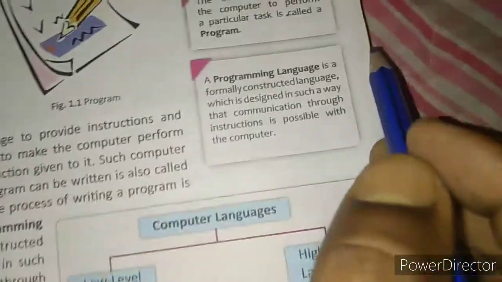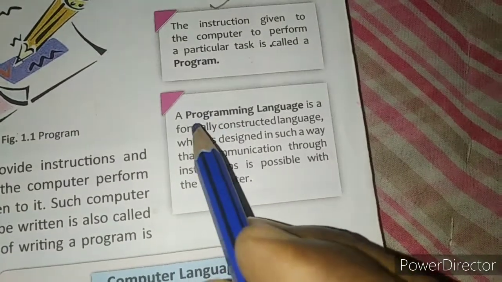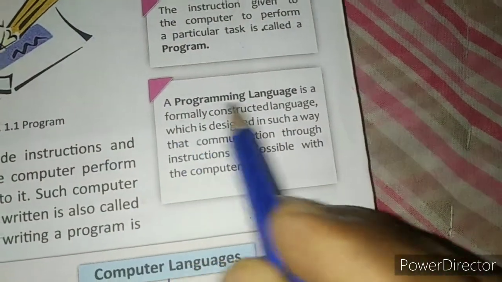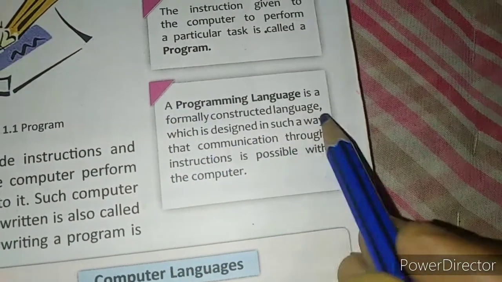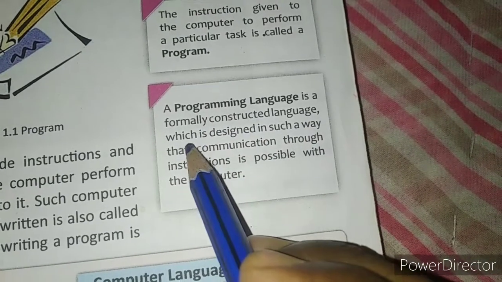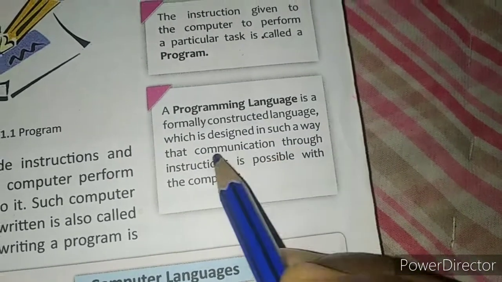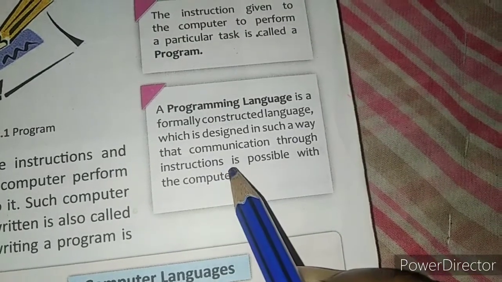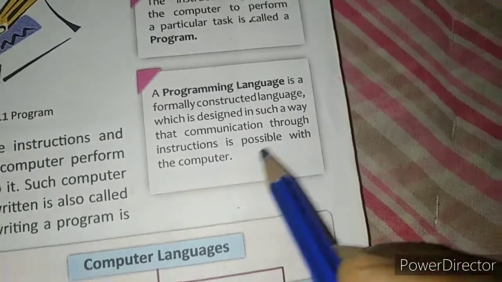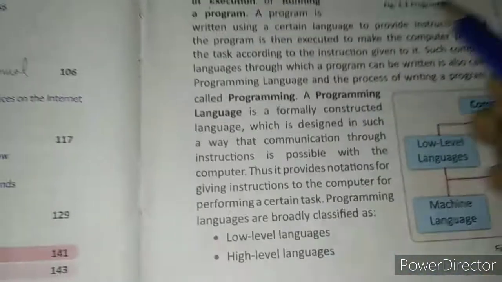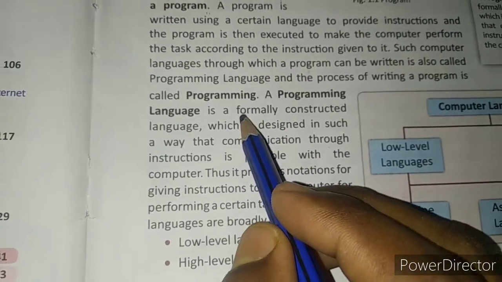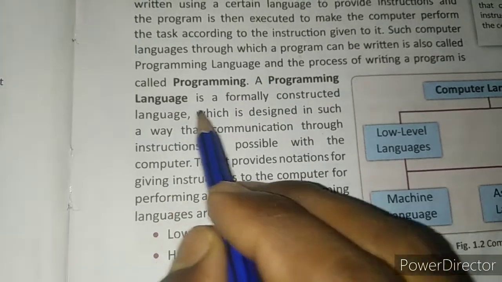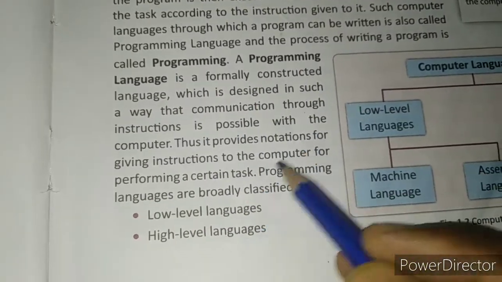So here a definition of a programming language has been given. A programming language is a formally constructed language which is designed in such a way that communication through instructions is possible with the computer, right?